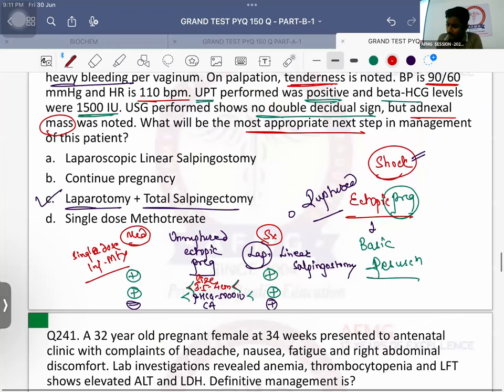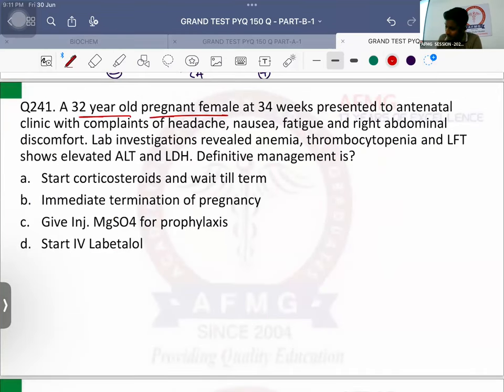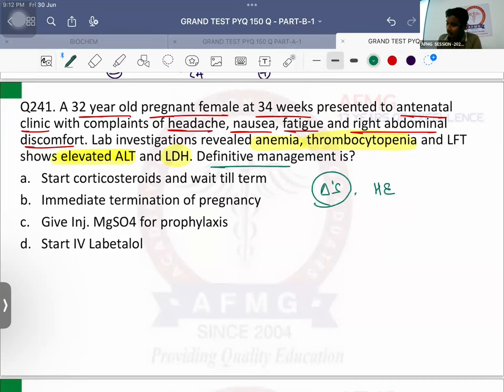Question number 241. A 32-year-old pregnant female at 34 weeks period of gestation presented to antenatal clinic with complaints of headache, nausea, fatigue and right abdominal discomfort. Lab investigations reveal anemia, thrombocytopenia and LFT reveals there is elevated ALT and LDH, lactate dehydrogenase. Definitive management. Diagnosis banao pehle. Shabash, it is a case of HELLP syndrome.